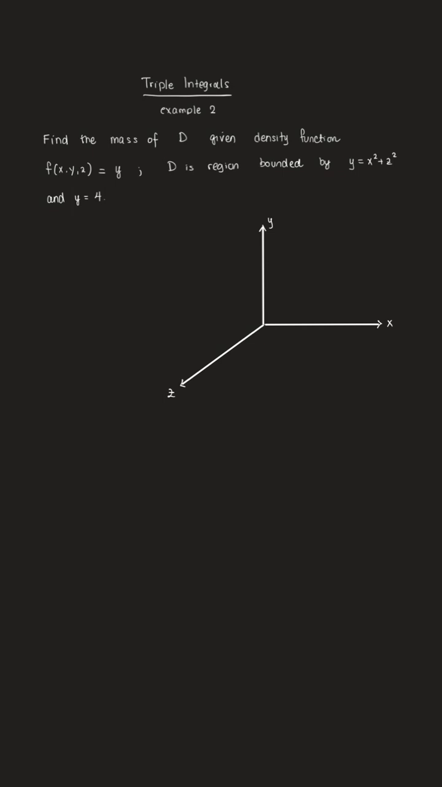Right, so here's another example of how we might evaluate a triple integral. Here we're going to find the mass of a region in space given the density function f of x, y, z equals y, and our region in space is bounded by y equals x squared plus z squared and y equals 4. So the first thing to notice is how our region is given to us. It's already solved for y.